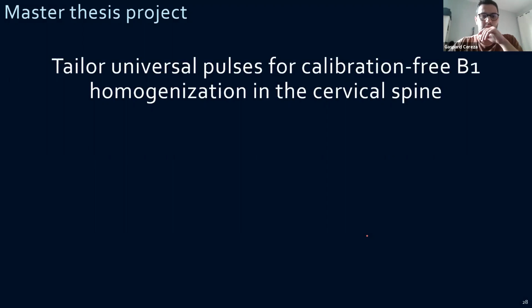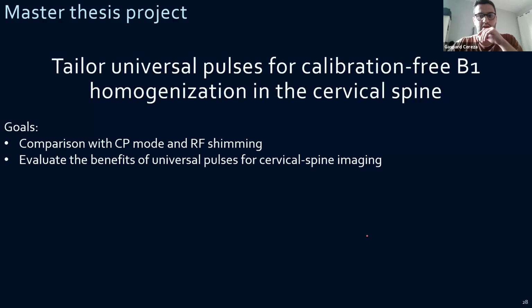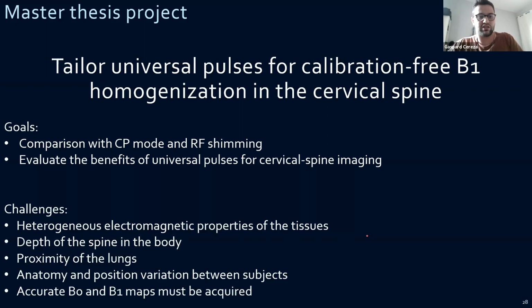And so that will present some obstacles, and the goals would be to compare with the CP mode and the RF-shimming, as we just saw earlier, and to evaluate the benefits of the universal pulses for cervical spine imaging, because we are not sure that we could have the same results as in the brain, because these are 2 different regions, and we have some challenges to overcome. For example, the electromagnetic properties in the spinal cord are really heterogeneous across the tissues.